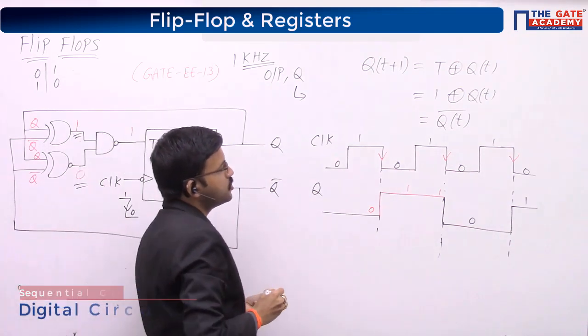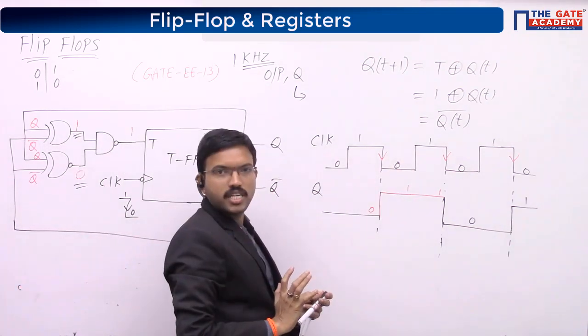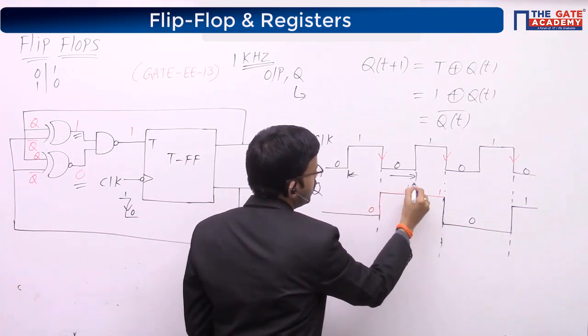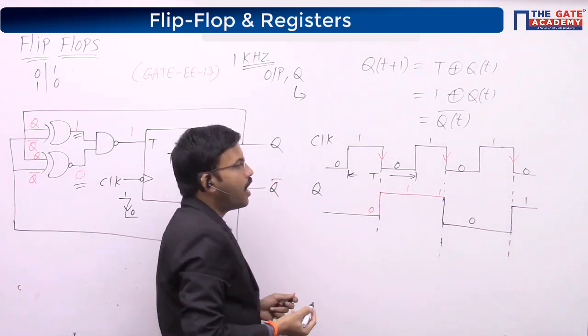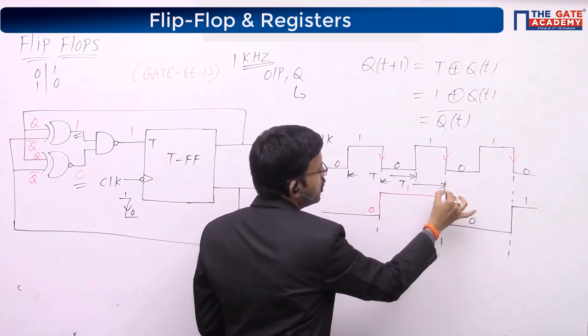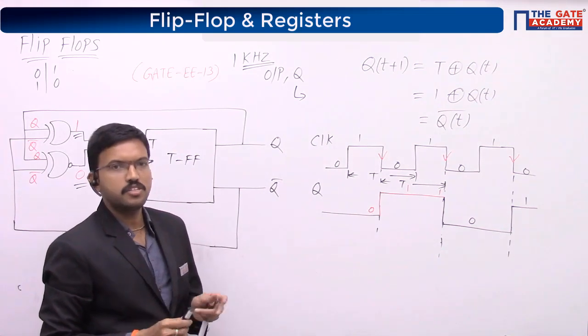So just observe, the time period of this particular clock signal is nothing but rising edge to rising edge, that is called the time period, or falling edge to falling edge, that is also called the time period. Yes or no?